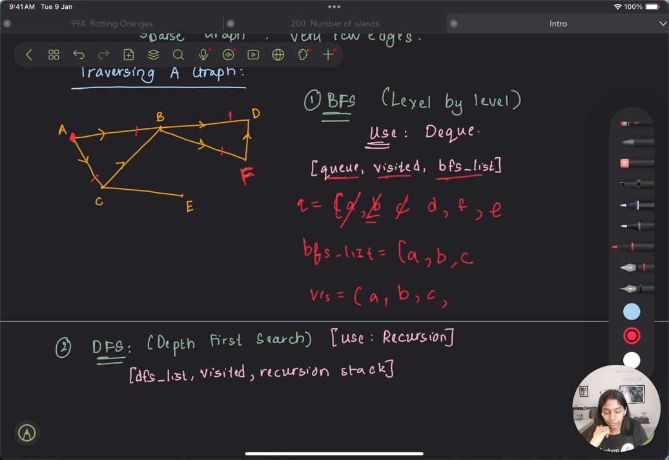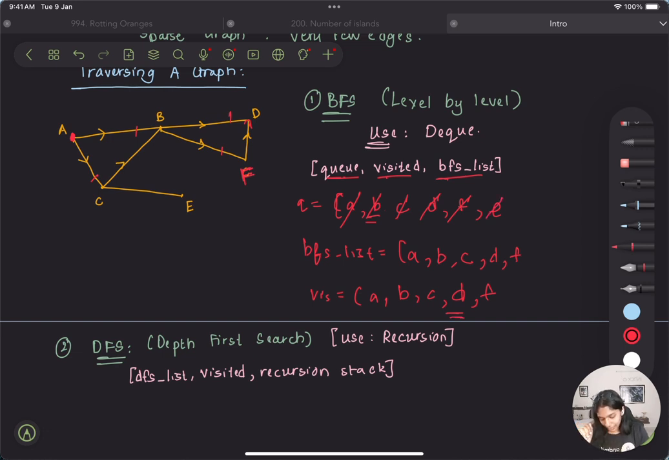And next I pop from the queue is D. So once I remove D, I want to add that to the list, also to my visited. And the neighbor of D, it doesn't really have any outgoing edges here. So I'll go to F, okay? So I want to go ahead and add that to my BFS list, also to my visited. And I want to check, so the neighbors of F is actually D, but as I see, D is already visited, so I'm not going to add it again.